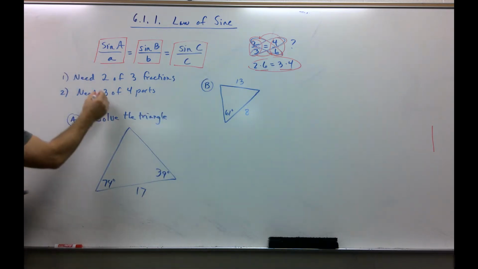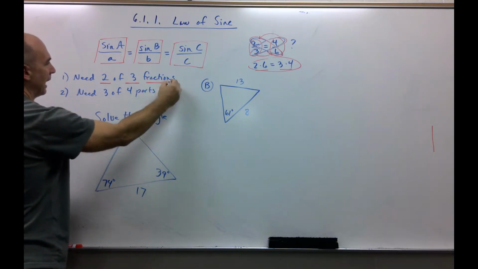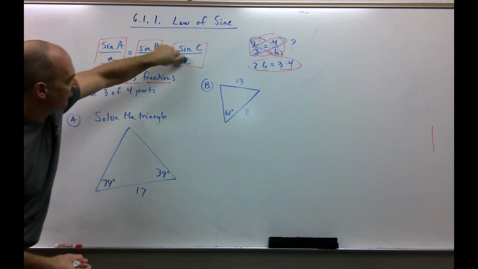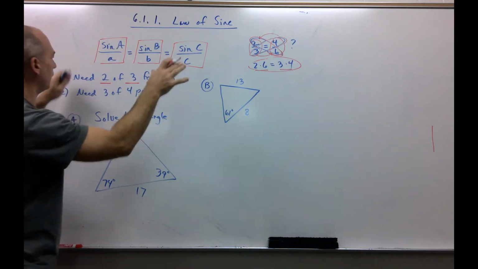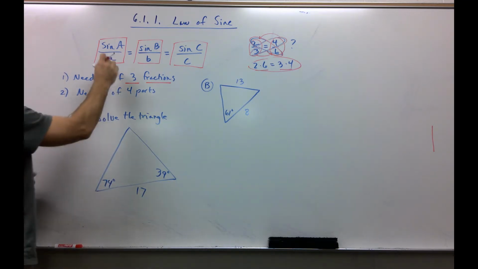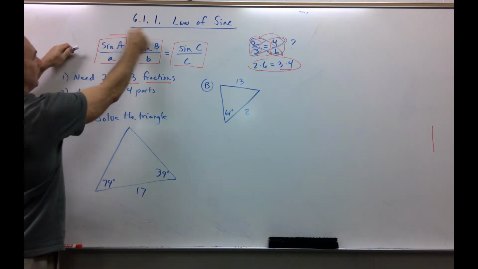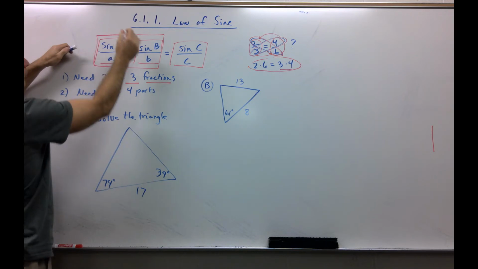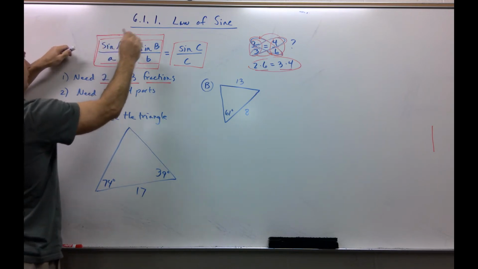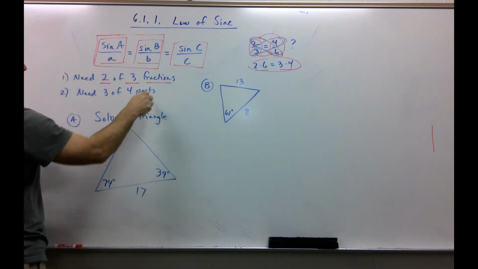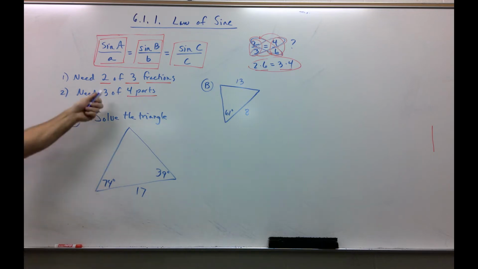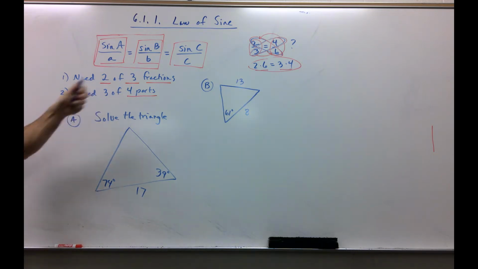Here's some rules. You need 2 of the 3 fractions. See, we have 1, 2, 3 fractions. You only need to pick 2 of them. And then after you pick 2 of them, so let's say we pick these 2 right here. Notice we got a numerator, denominator, that's 4 parts, but you only need 3 of the 4 parts. I'll show you what I mean in a minute.